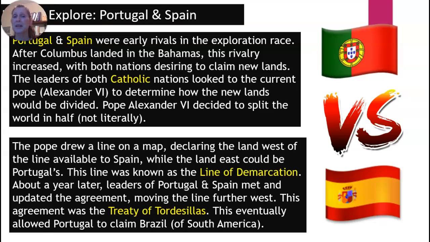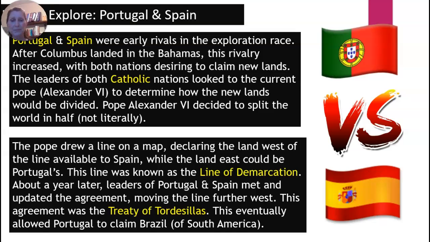So Pope Alexander VI decided to split the world in half, not literally, but by a line. The Pope drew a line on a map, declaring the land west of the line available to Spain, while the land east could be Portugal's. This line was known as the line of demarcation, and then about a year later, leaders of Portugal and Spain met and updated the agreement, moving the line further west. So this agreement was the Treaty of Tordesillas, and this eventually allowed Portugal to claim Brazil, which was Brazil of South America.